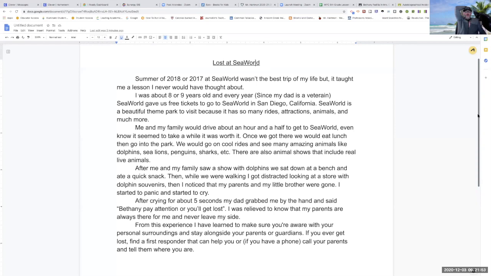Summer of 2018 or 2017 at SeaWorld wasn't the best trip of my life, but it taught me a lesson I would have never thought about. I was about 8 or 9 years old, and every year, since my dad is a veteran, SeaWorld gave us free tickets to go to SeaWorld in San Diego, California. SeaWorld is a beautiful theme park to visit because it has so many rides, attractions, animals, and much more. Me and my family would drive about an hour and a half to get to SeaWorld.